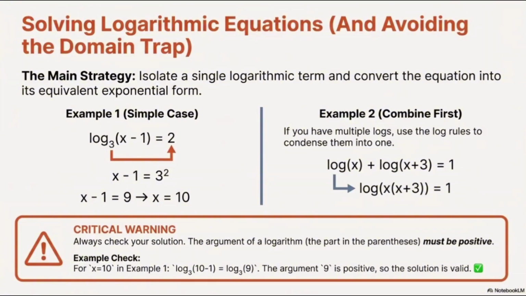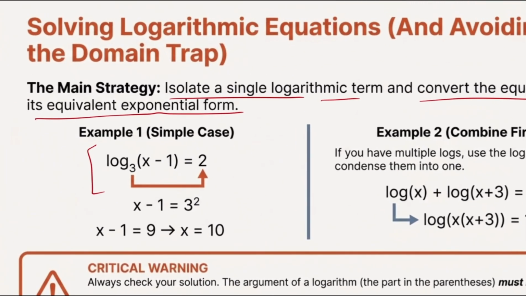So if you're trying to solve some equations, there are some pitfalls, some problems that I saw in students, that I'm going to talk about in order to help you not get trapped. The main strategy here is to isolate a single logarithm term and convert the equation into the equivalent exponential form. What does that mean? You have the log of x minus 1 with the base of 3 equals 2. One thing you know for sure is that this equals 3 to the power 2. This is 9 and x equals 10.